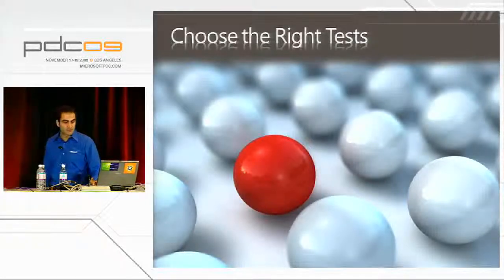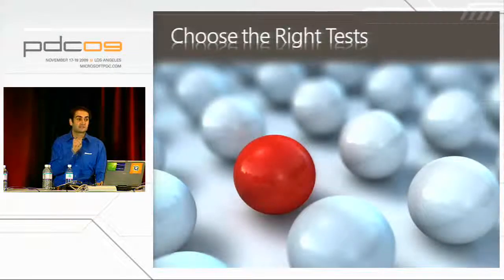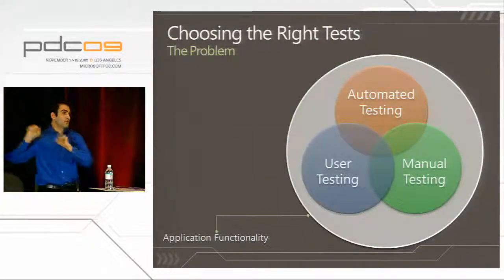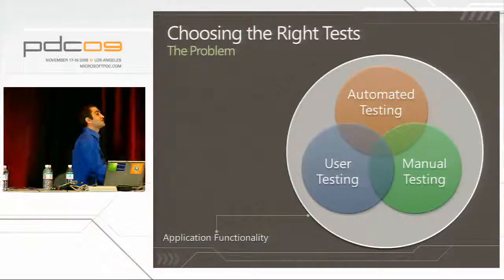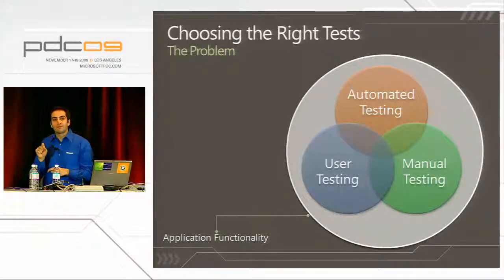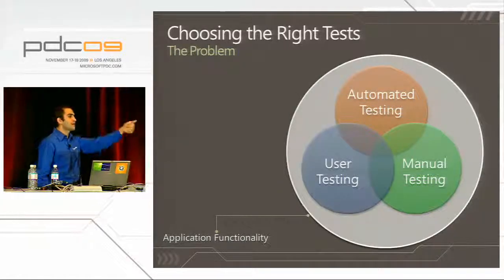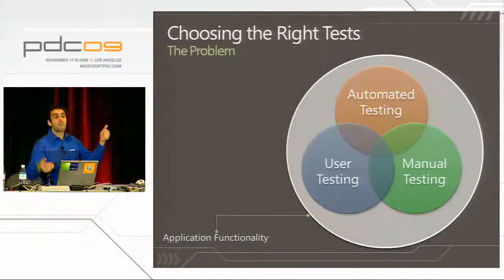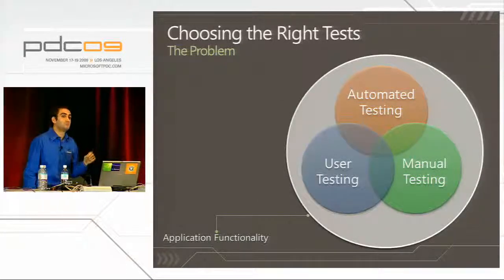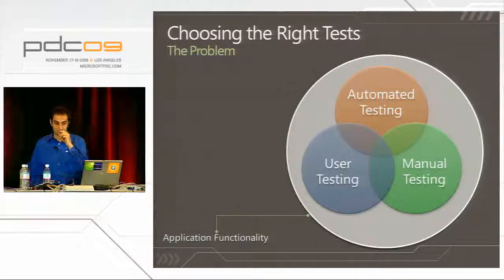Let me explain to you this problem of choosing the right tests and why it impacts the developers just as much as it impacts testers. The large circle there is meant to represent the application domain or the entire application functionality. And I would claim that no matter how thorough your testing is, regardless of whether it's automated testing, which includes things like unit testing, manual testing, user testing, and so forth, your tests will never cover the entirety of your application. There are just way, way too many combinations.